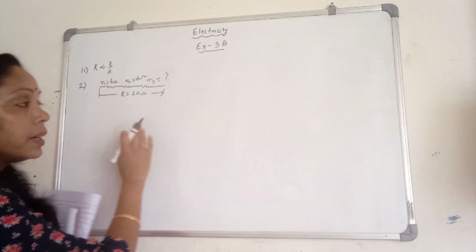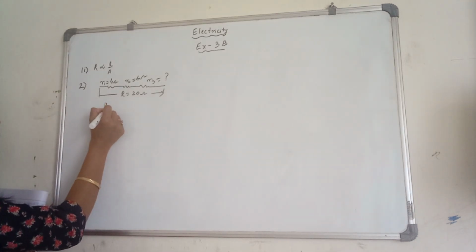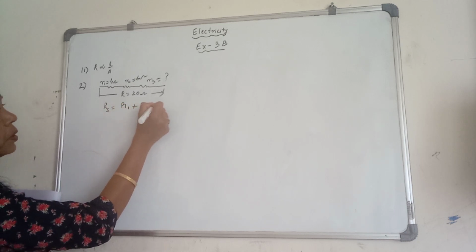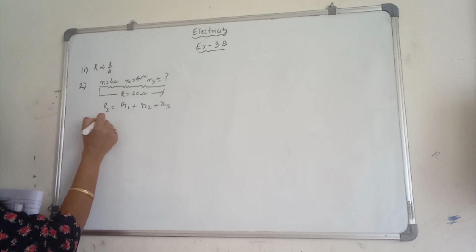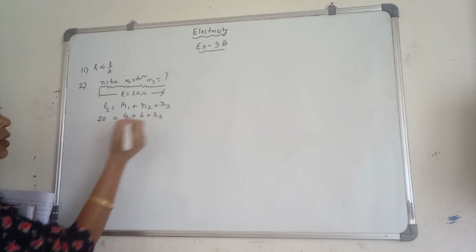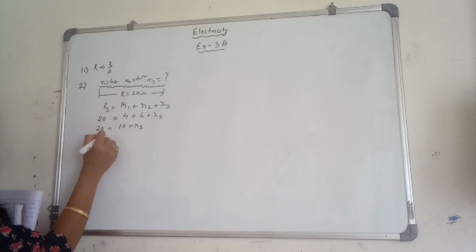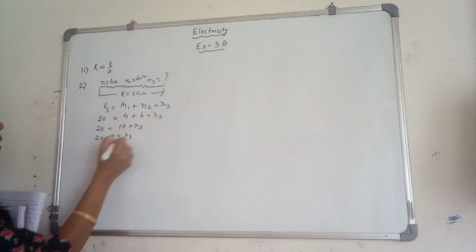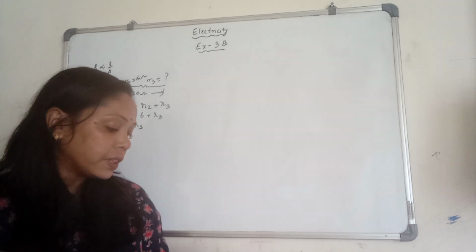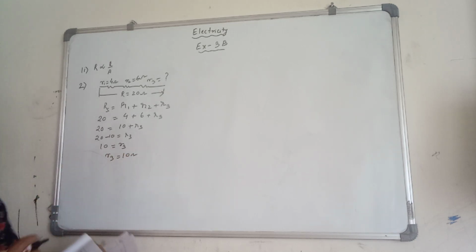Now if you see the figure, this R1, R2, R3 are connected in series, and we know that the series formula is R1 plus R2 plus R3. So Rs is given as 20, R1 is 4, this is 6, and R3 you have to find. So 20 equals 10 plus R3. So 20 minus 10 is equal to R3. So 10 is equal to R3. So here the answer will be 10 ohm. R3 equals 10 ohm.